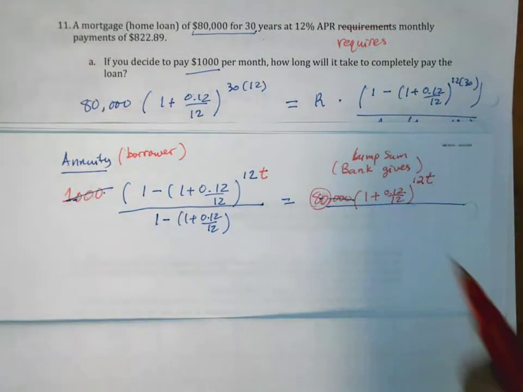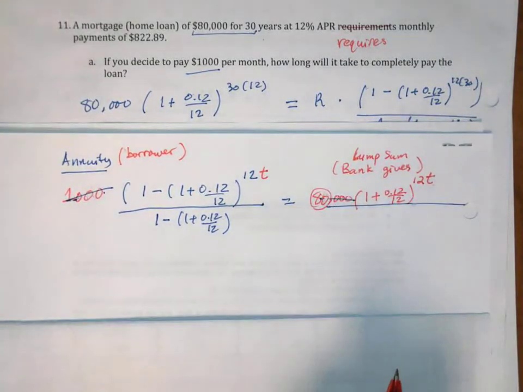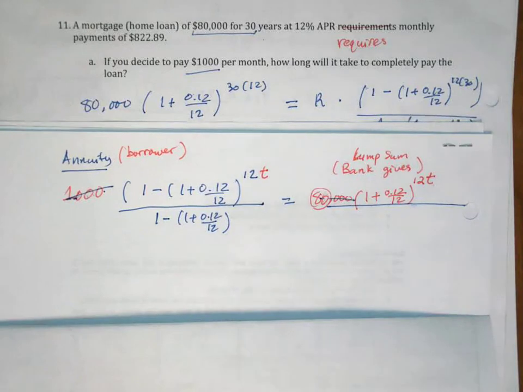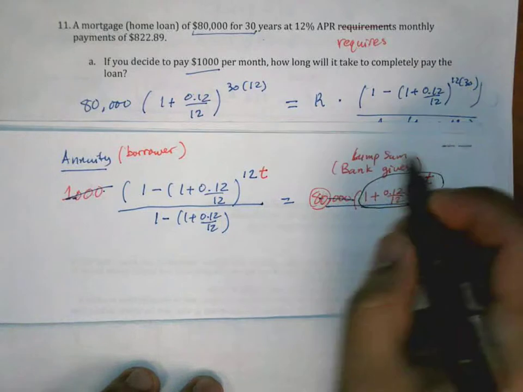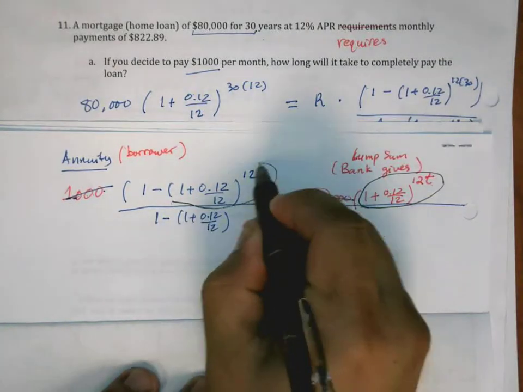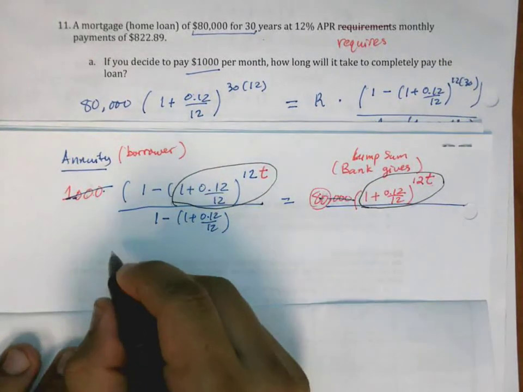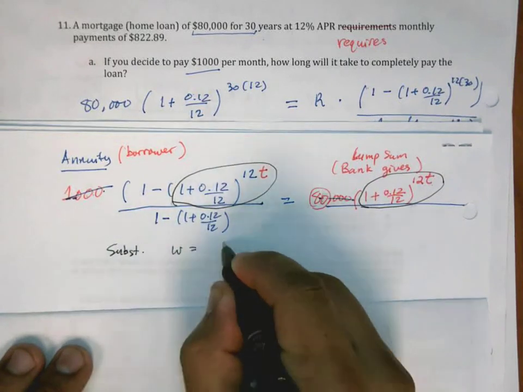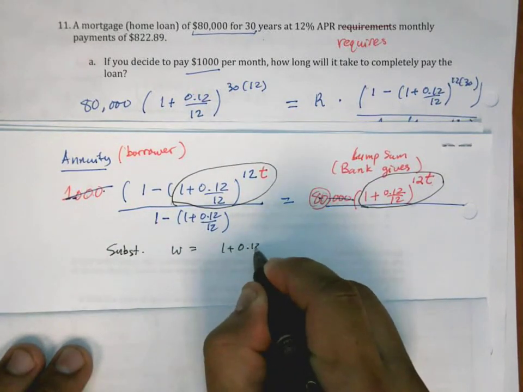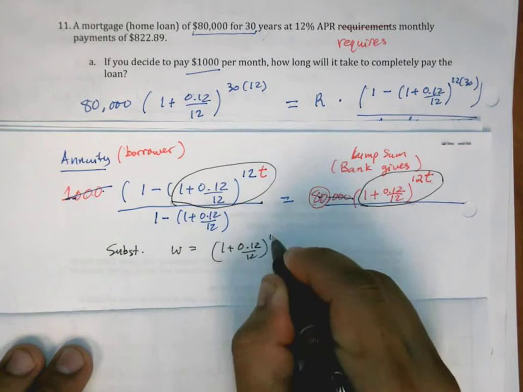Okay, and if you look at something here that I want to point out, this part here looks kind of complicated, but it's identical to this part here. Okay, so we're going to do a trick. We're going to make a substitution. We're going to say W is equal to 1 plus 0.12 over 12 raised to the 12t, and then solve a different problem.